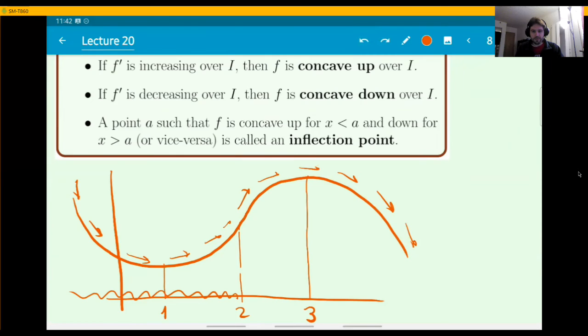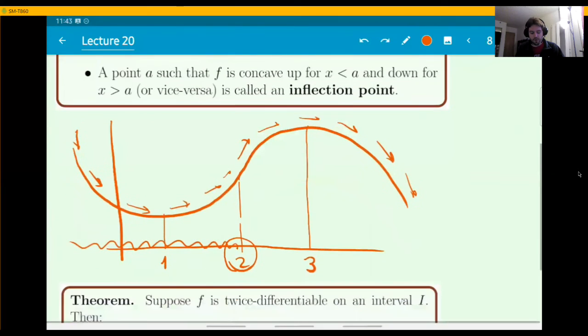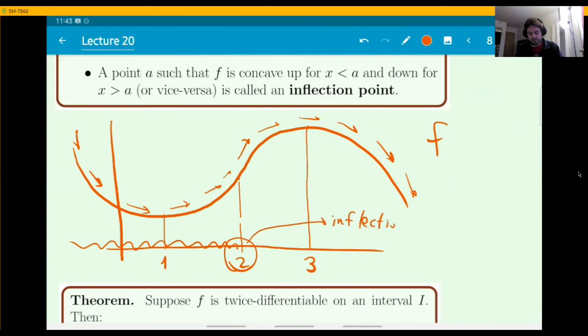So that's what happens. And then, by the way, what is an inflection point? That would be the point 2 here. It's where the concavity changes behavior. So a point A such that the function is concave up before it and down after, or vice versa. That's called an inflection point. So in this example, 1 and 3 are critical points of the function f. 2 is an inflection point, because this was concave up and now it became concave down.